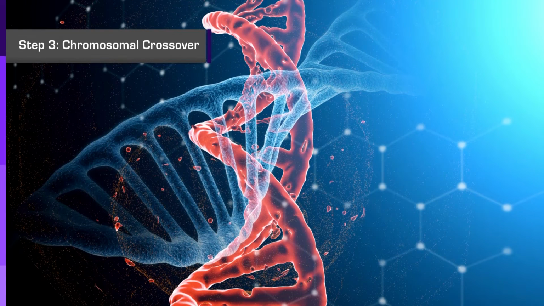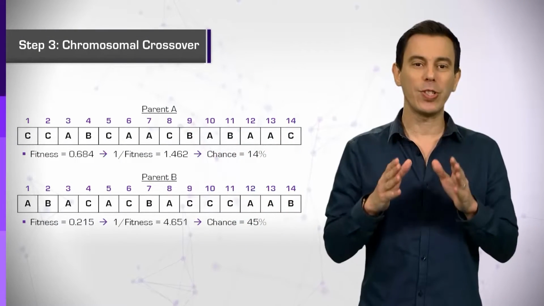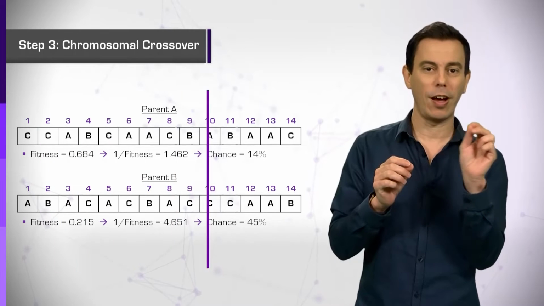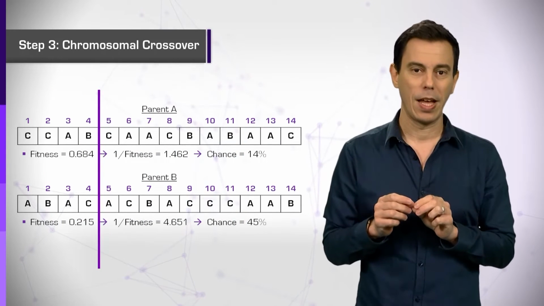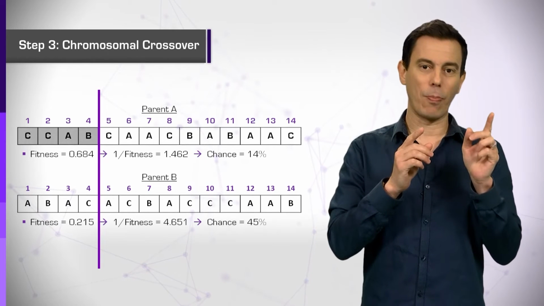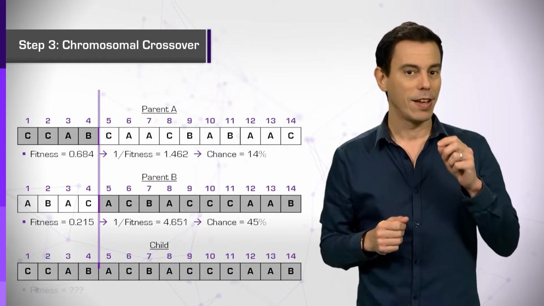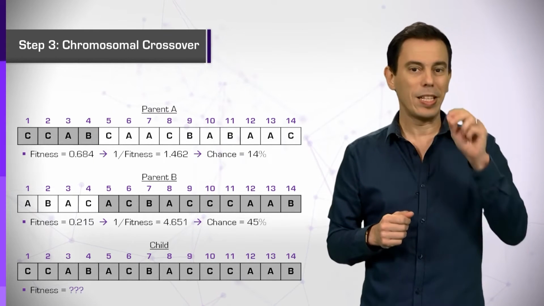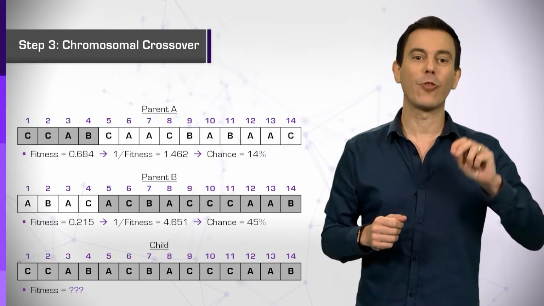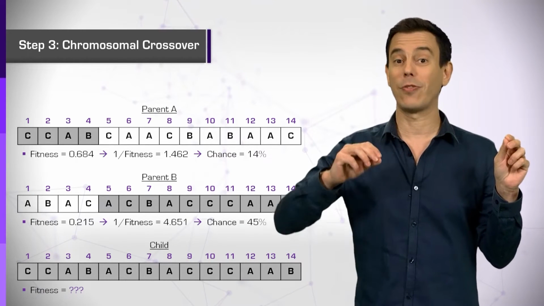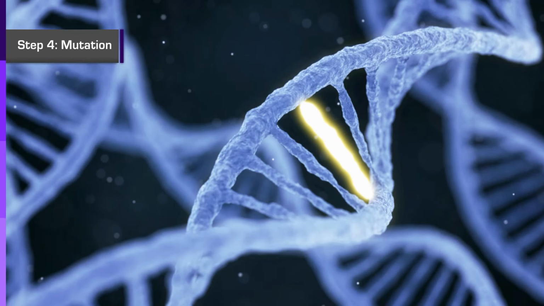Step 3. Chromosomal crossover. Produce a sequence for the offspring by combining the sequences of its parents. In this step, we will produce an offspring by choosing a random point along the sequence of its 2 parents. Now, we will take this part from parent A and place it along with this part from parent B. Does it always make sense? No. But in some cases, it will combine the best traits from the father with the best ones from the mother.